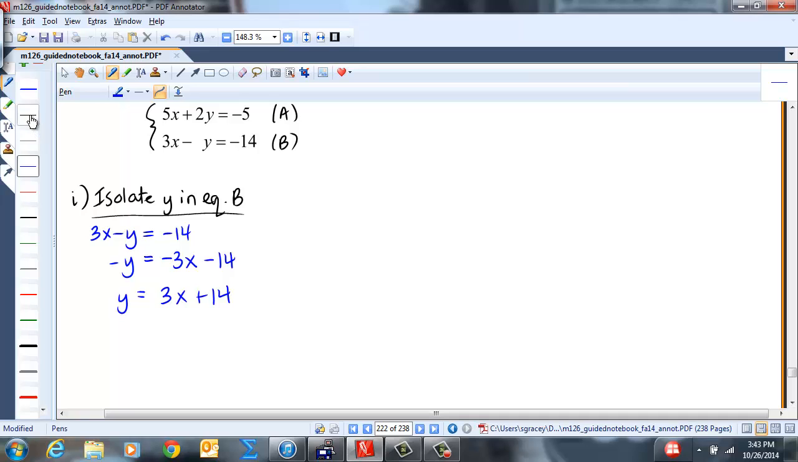Next, when you're doing a substitution, you need to substitute what you found into the other equation. So we're going to say into equation A. And this is going to allow us to solve for x.